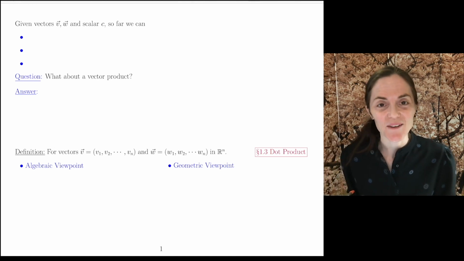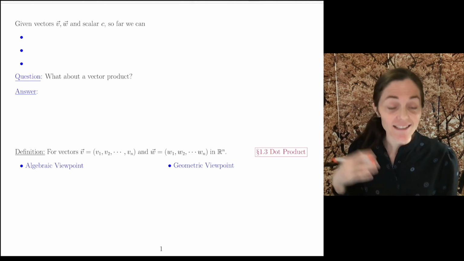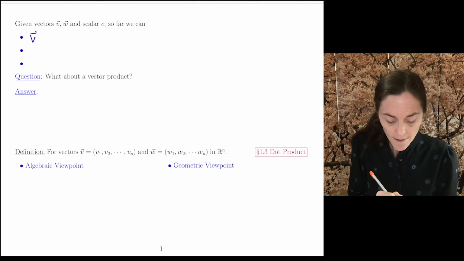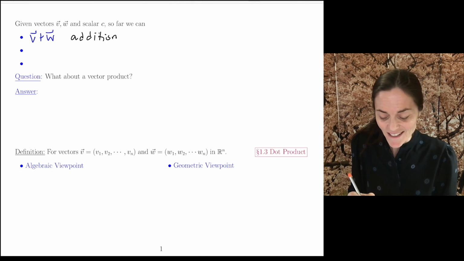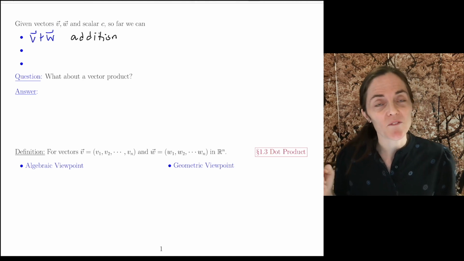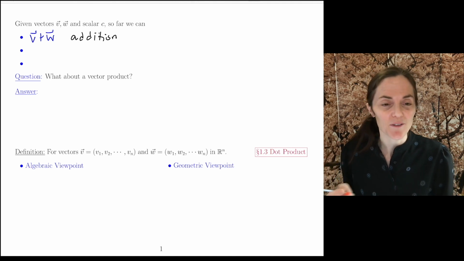Today we continue discussing vectors, but I would like to remind you what we can do so far. If we have vectors v and w and a scalar c, what can we do so far? We can add. This is vector addition. We discussed vector addition not only component-wise, this was the algebraic viewpoint, but also in terms of arrows. We had the triangle rule and parallelogram rule.